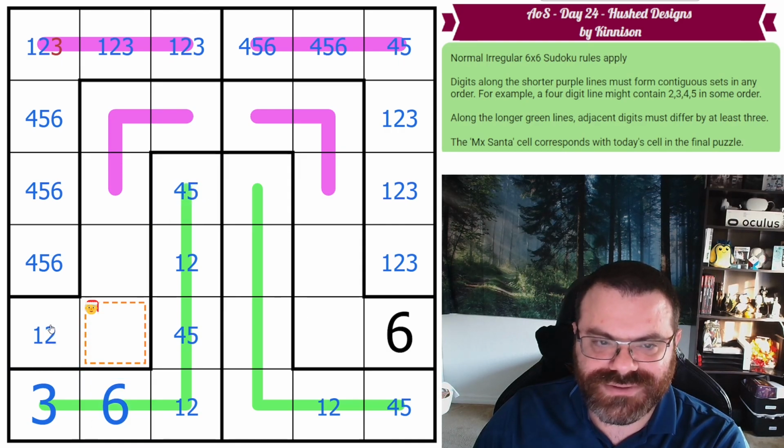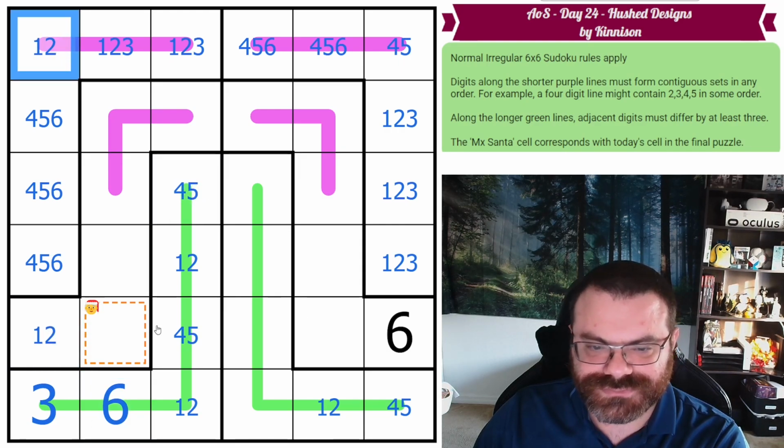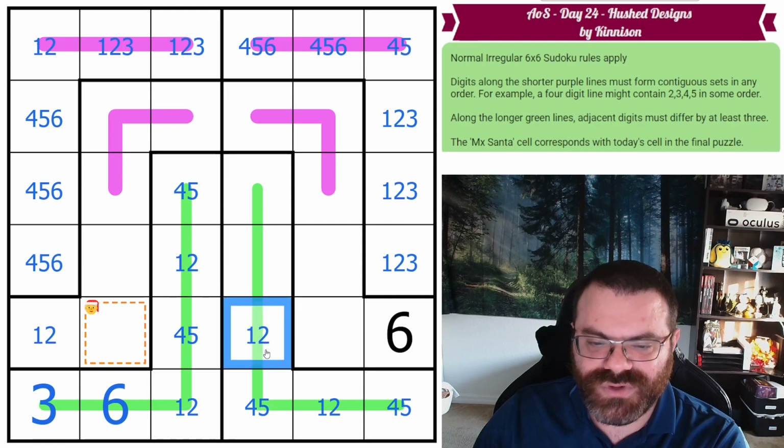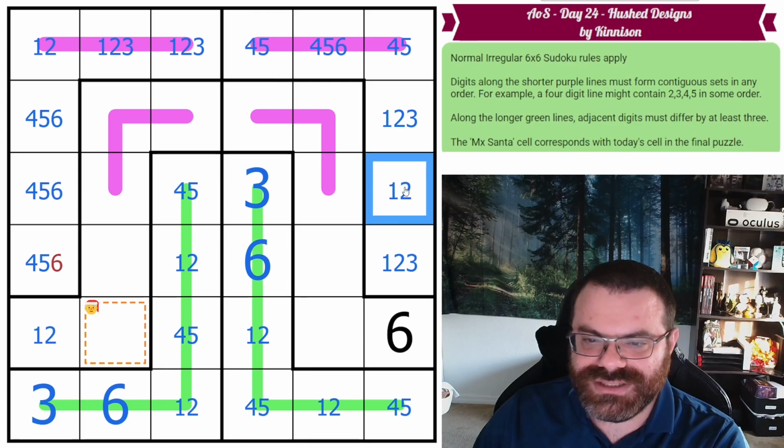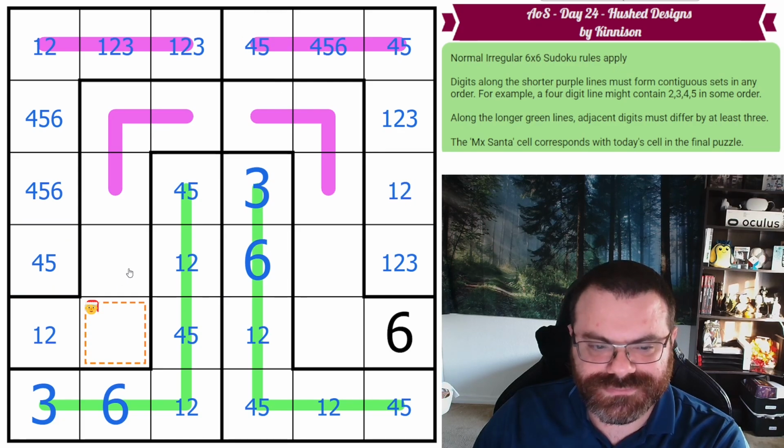This can't be 3 now. This can't be 3 now. We can do the same thing down here. This needs to be from 4, 5, 6, but it can't be 6. So this is from 1, 2, because it can't be 3, because it's not next to a 6. And now this is from 4, 5, 6, and this has to be the 3, which forces this to be the 6. This is not 6, this is not 3, this is not 6.